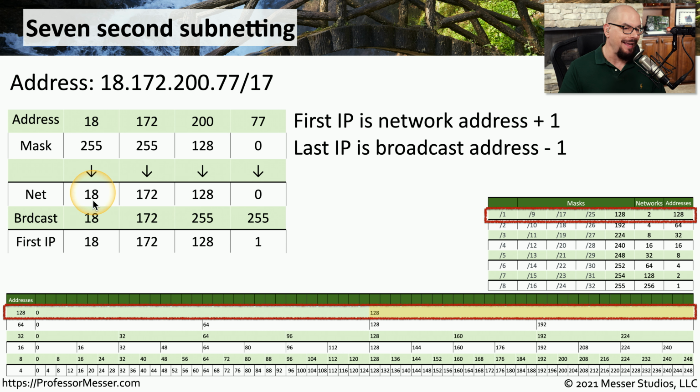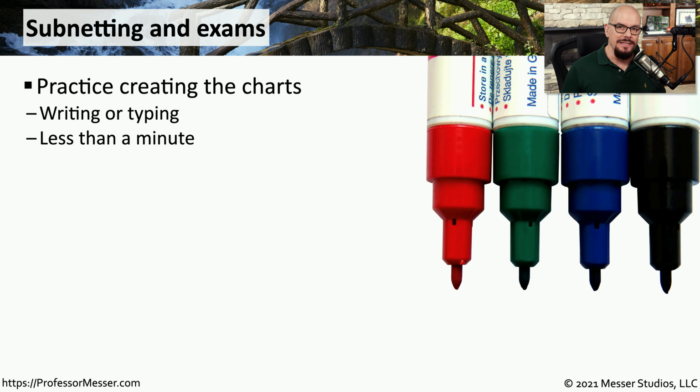And now you can add one to your network address to get the first IP. So the first IP is 18.172.128.1. And we subtract one from the broadcast address to get the last IP. So that will be 18.172.255.254.